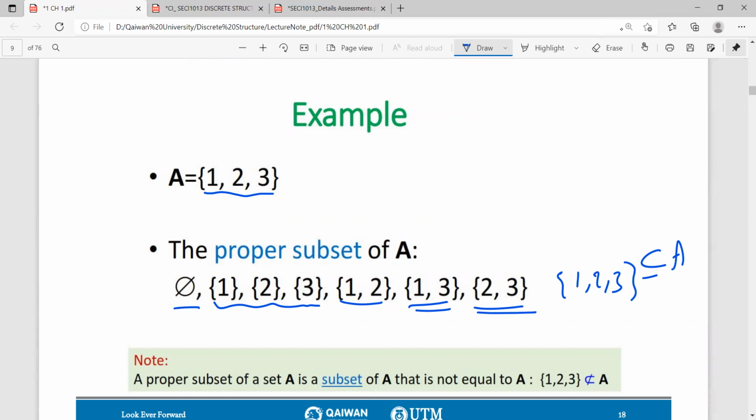So here we say the list of all proper subsets of A are these. These are the list of all proper subsets of A.